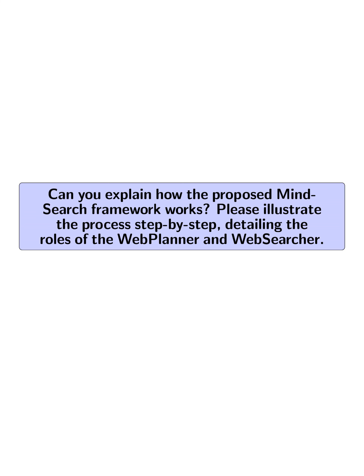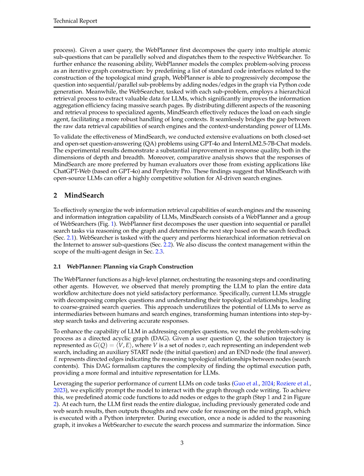Can you explain how the proposed MindSearch framework works? Please illustrate the process step by step, detailing the roles of the web planner and web searcher. The MindSearch framework operates through a structured multi-agent approach, primarily involving two key components, the web planner and the web searcher. First, upon receiving a user query, the web planner decomposes the query into multiple atomic sub-questions, which can be addressed in parallel. This decomposition is modeled as a directed acyclic graph, DAG, where each node represents a specific web search task, allowing for a systematic exploration of the problem space.